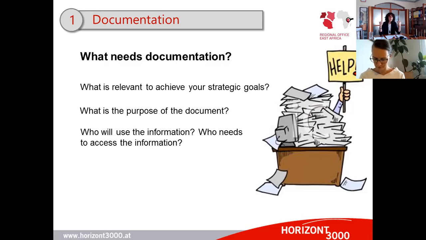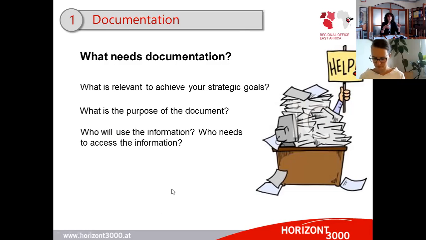So some of the questions you can ask yourself when you think of what documents we want to keep, what things we want to write down, note down in whichever form, can be, for one, what is relevant to achieve your strategic goals? So what is relevant for your organization to keep? What do you need to write down and keep for the future or for accountability? And that leads us to the next question.